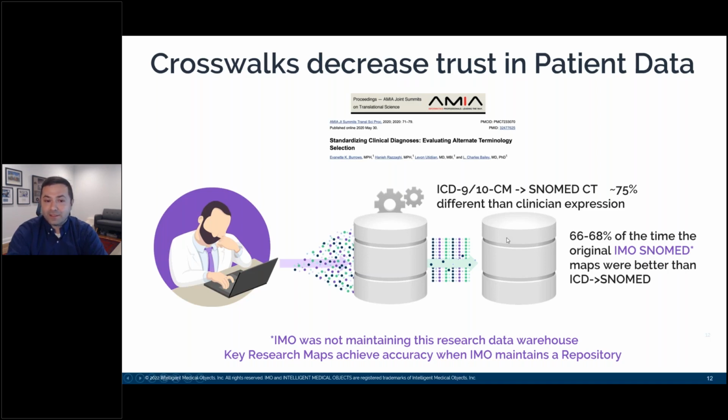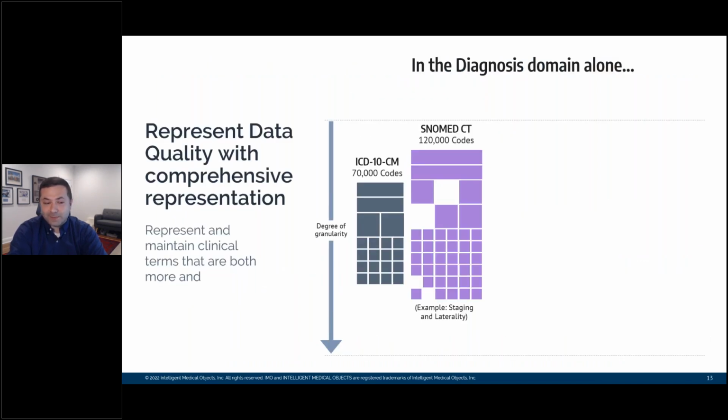Now, had the organization used the original IMO code, and for those of you on the line who are not familiar with IMO, my colleague Meg Broom will get into that in a moment, had they used the same IMO code that came along for the ride, that was 66 to 68% more specific than the crosswalk from ICD to SNOMED. That's a key differentiator. And even though IMO is not maintaining the data warehouse, it begs the question, if we were, could you have gained better insights into the data quality of your patient population? And this is the problem that happens with crosswalks.